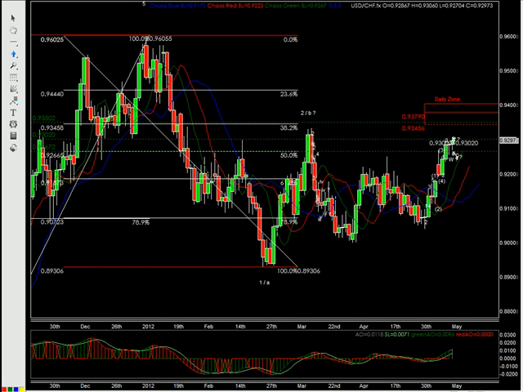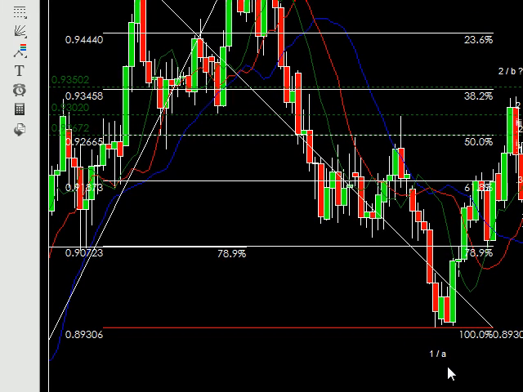So what I have on screen is the USD Swiss franc. I've already done up my labeling, so this should be fairly quick. Now, I'm looking at this move down here and counting it as a 5 waves down. So this could either be a wave 1 or a wave A.